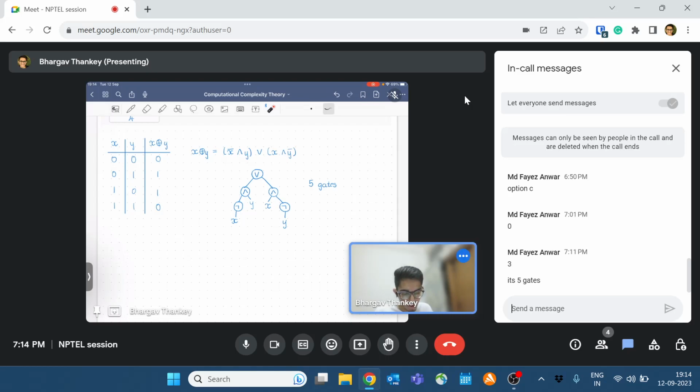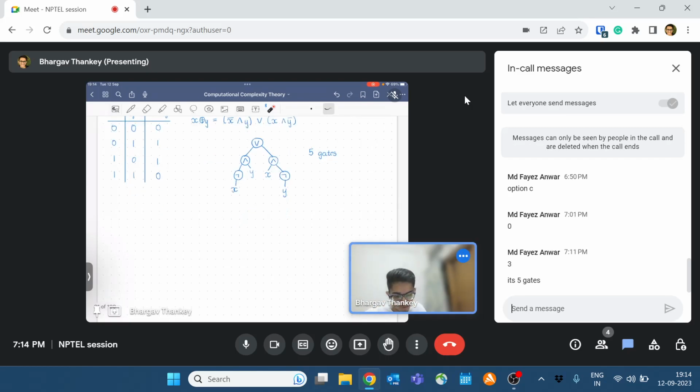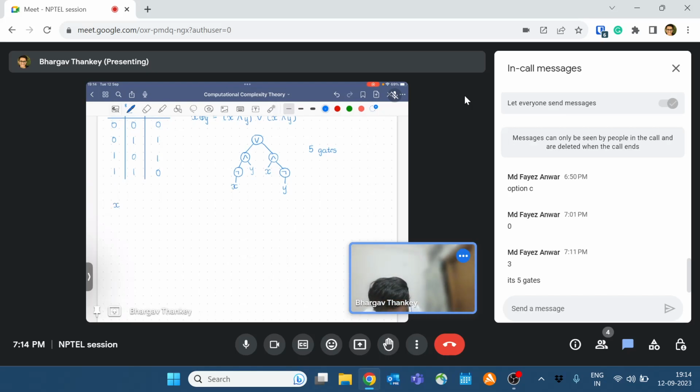However, notice that this is an OR of ANDs, right? So instead of looking at an OR of ANDs, we could have also looked at an AND of ORs. So let's see what happens when we look at that description of XOR: x or y, and x complement or y complement. So I'm claiming that this is XOR.